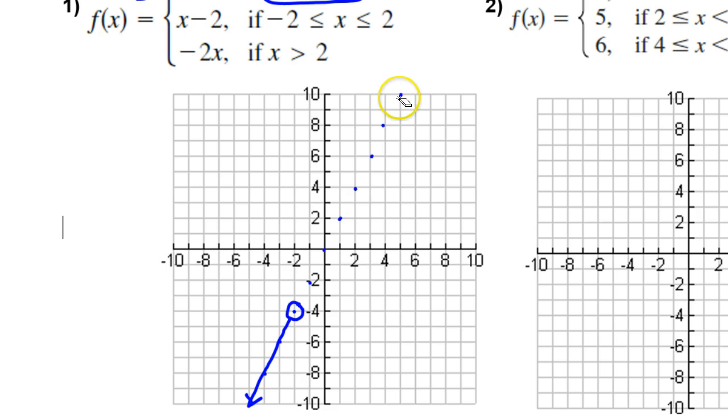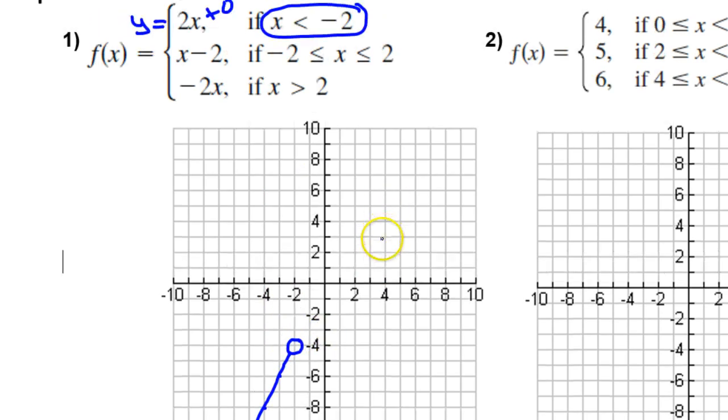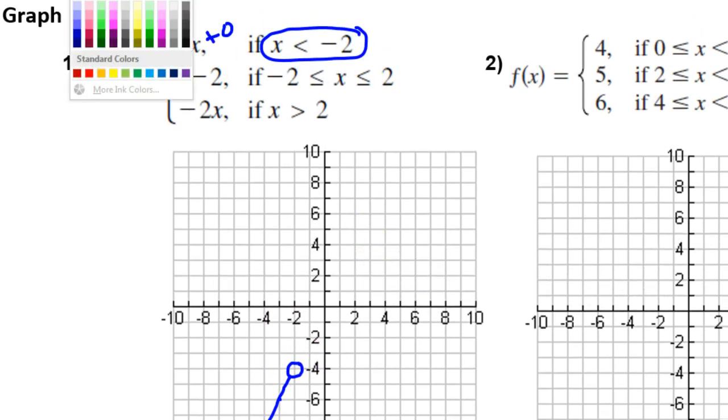And once you've done that, you can erase these guide points that you made. All right, so that's the first piece of our piecewise function.